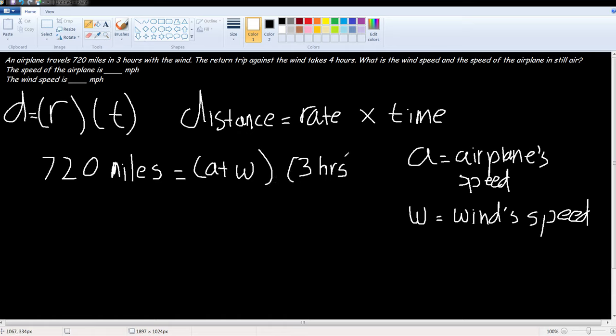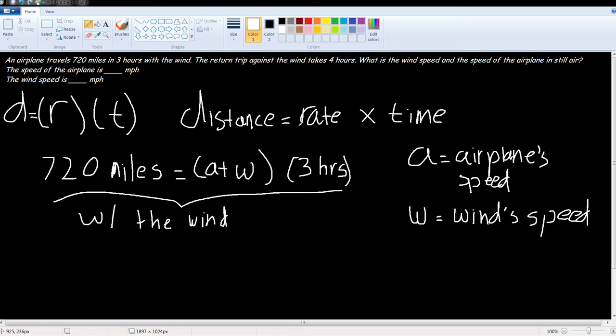Okay, and this is all being multiplied by the 3 hours because remember, distance is equal to rate times time. And remember, this is with the wind, right?